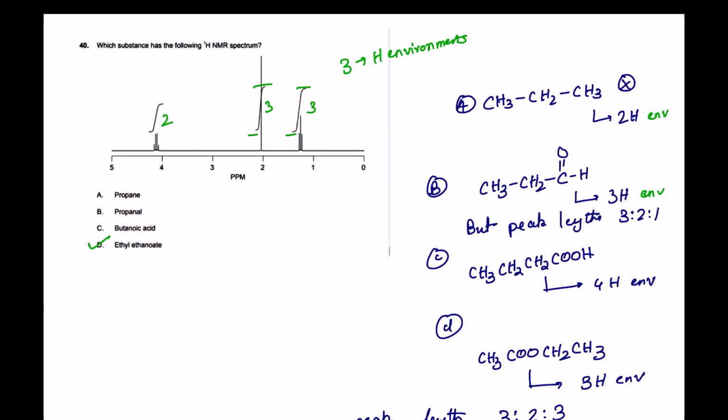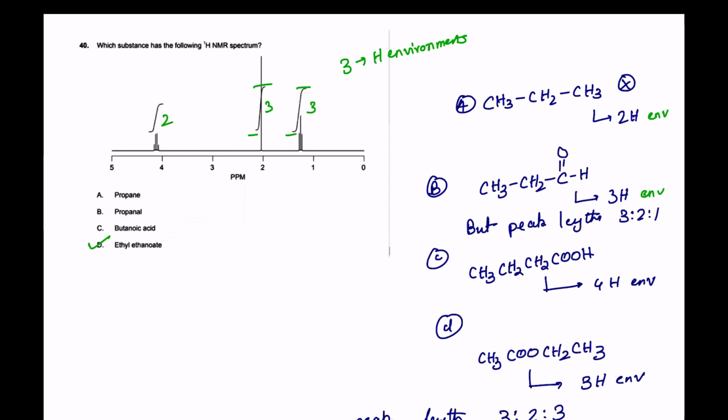Now coming to the last question. This is the last question in our question paper. Which substance has the following H1 NMR spectrum? Now if I check the signal strength, you see that these two signals are at the same length, while this is a shorter signal. I can assume that these two will have a strength of 3 and this one will have a 2. So let's try to analyze each case. There would be 3 different hydrogen environments with the ratio of 3:3:2. That is what we need to analyze in this case.